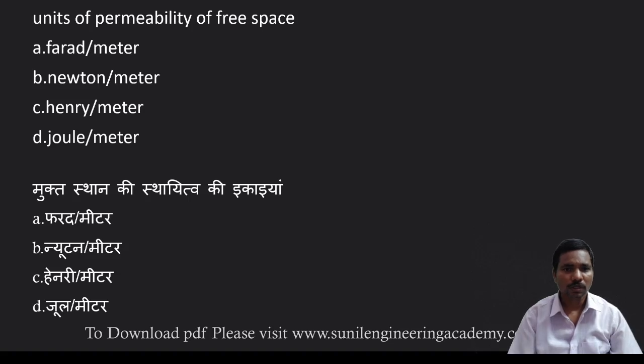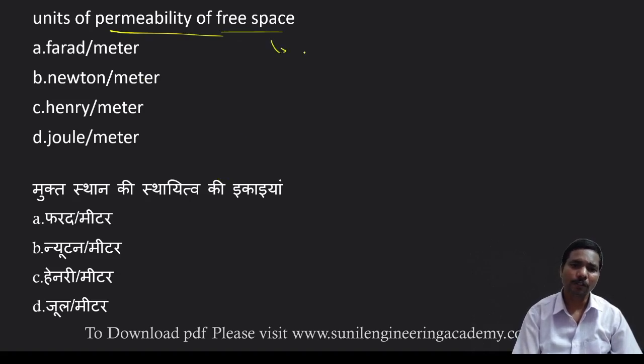Coming to the next question. Permeability of free space. Permeability of free space is mu. So mu units are Henry per meter. Okay, so the answer is option C.